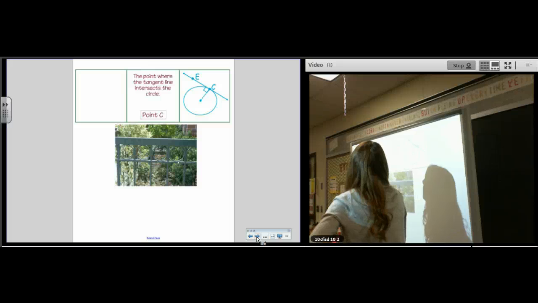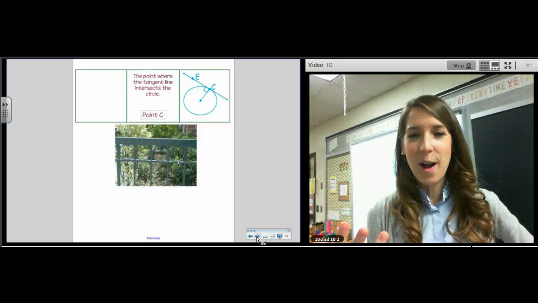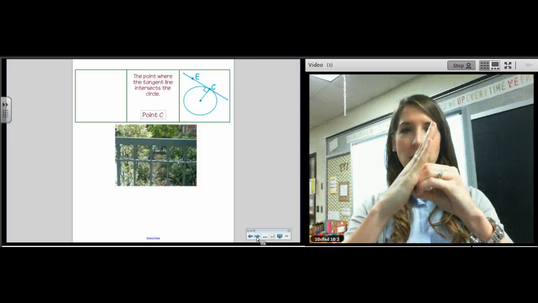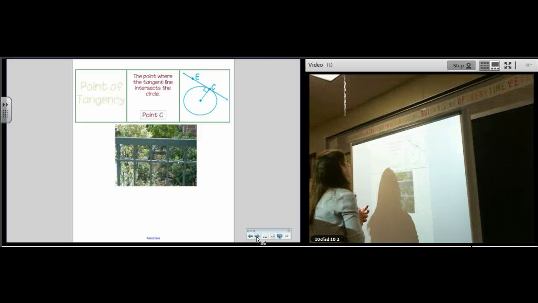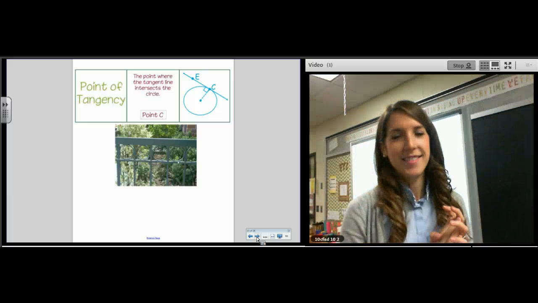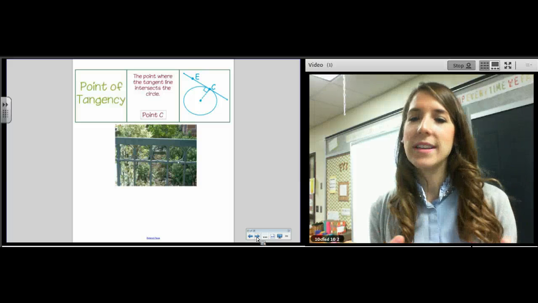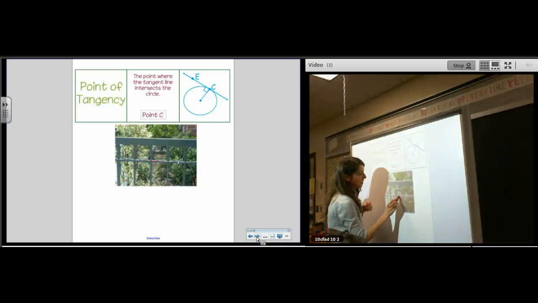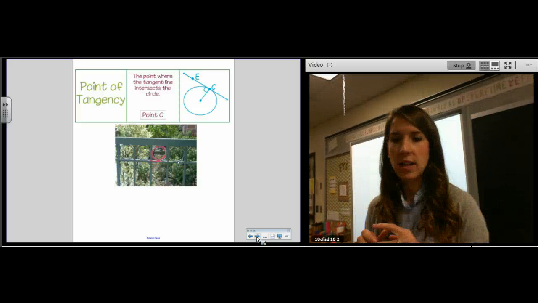All right, next word. This is going to make a lot of sense. No, I'm not being sarcastic. It's a very common sense word. The point where the tangent line touches the circle is called the point of tangency. Yep, very good. I put this picture in here because here's a tangent line to a circle. You see the circle? And there's the point of tangency. It's the one time that the tangent line touches the circle.